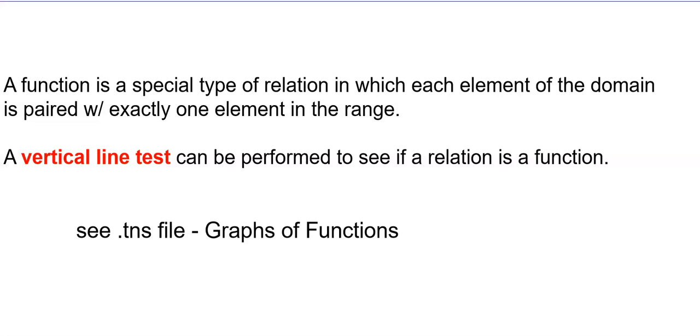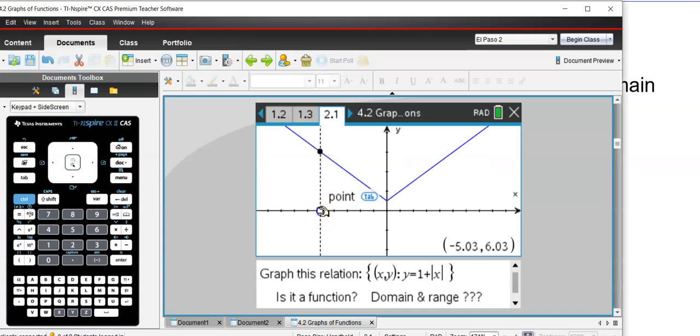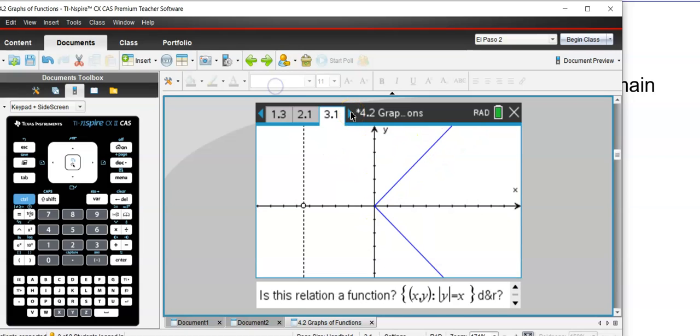So a function is a bunch of ordered pairs. It's a type of relation where every element of the domain is paired with only one element in the range. The test for this is called the vertical line test. So let's look at this. If you pass an imaginary vertical line over a function, you can see that right now it only hits at one point at a time. That vertical line is hitting that function at just one point, which is what you want for a function.